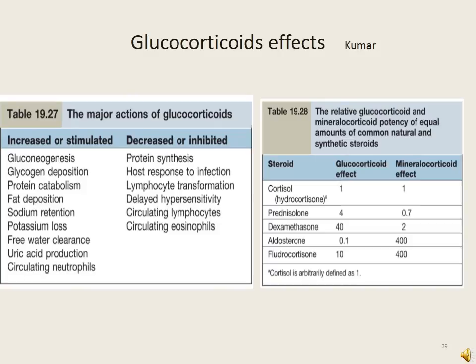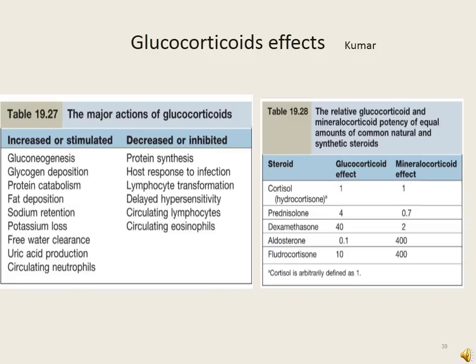This slide shows the effect of glucocorticoid. In the table on the left hand side, it shows the major action of glucocorticoid. Okay, look at the inhibitory activity. Okay, these glucocorticoids act by inhibiting the immune response. You will see that it decreases the host response to infection. It inhibits lymphocyte transformation, inhibits delayed hypersensitivity, and inhibits the circulation of lymphocytes.